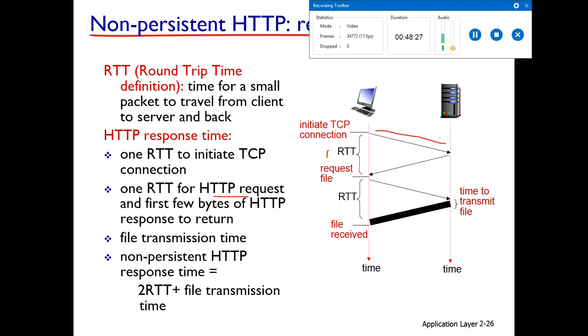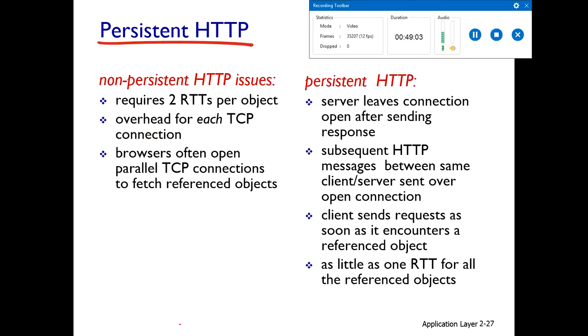So this is 1 RTT for setting up the connection. This is 1 RTT for requesting the server to send the file, and a few bytes of the file are sent to the client, plus the file transmission time. In non-persistent HTTP, the response time is 2 RTT. 1 RTT for connection setup, the second RTT for sending the requested object, plus the time taken for the file to be transmitted. So 2 RTT plus file transmission time is the response time for non-persistent HTTP.